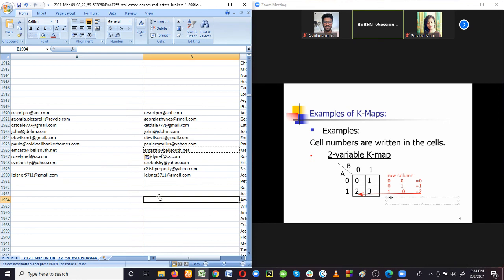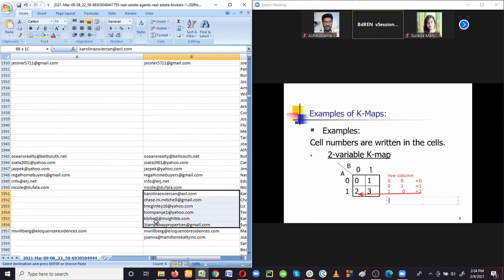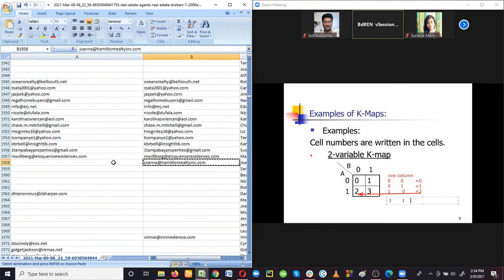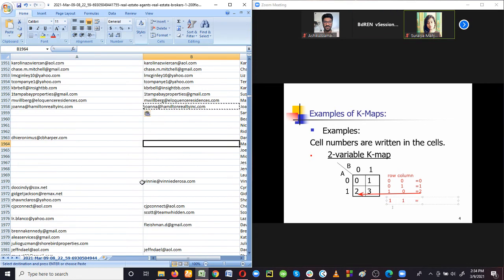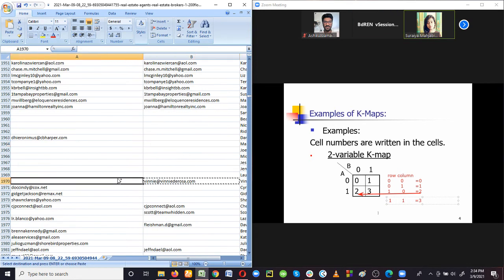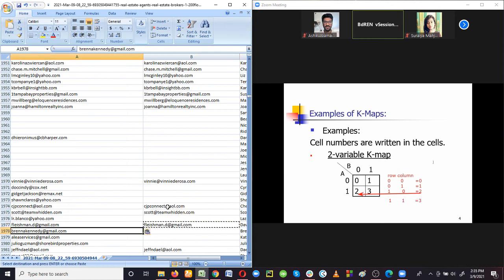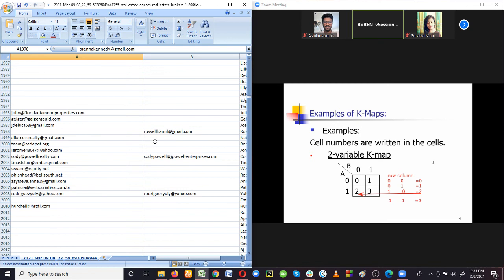Okay. So now say the row value is 1, column value is 1. So now what will be the cell value? 3. For the 1, 1 location, the cell value will be 3, because 1, 1 means 3 in decimal. So this is the way we will solve the Karnaugh map.